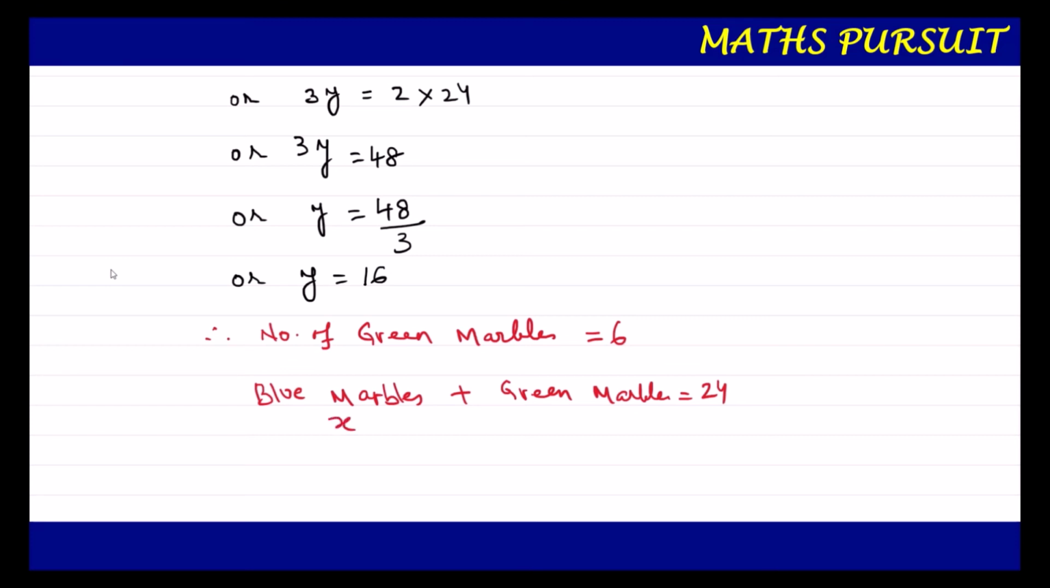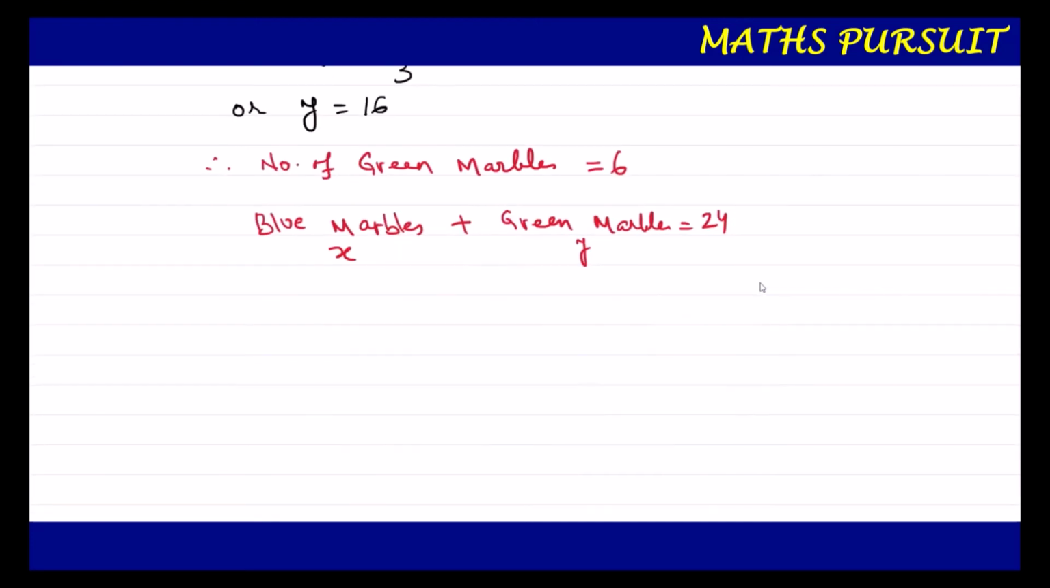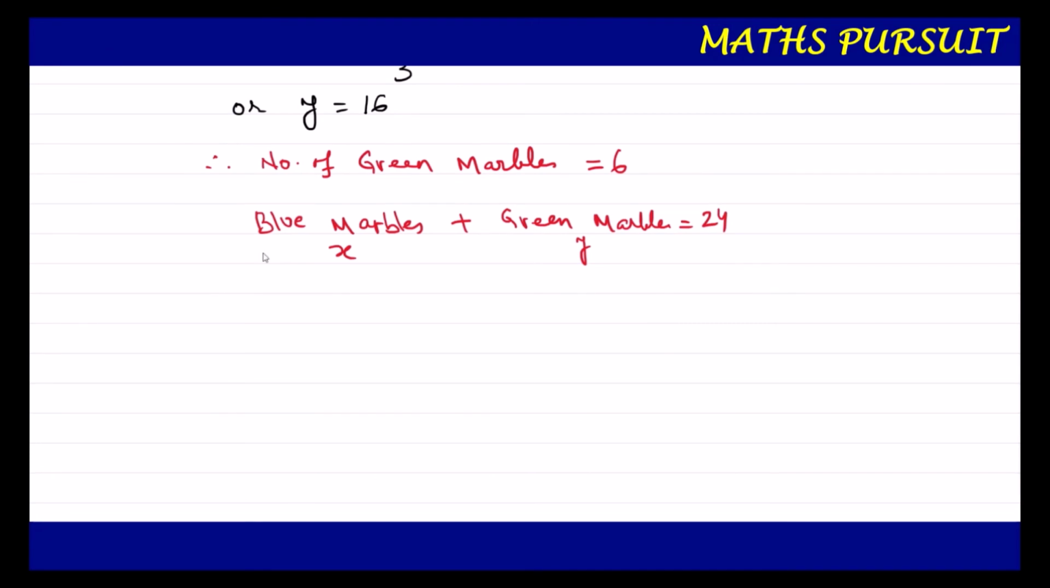And if you remember, initially we considered x to be the blue marbles and y to be the green marbles. And now we got the value for y. Sorry, we got the number of green marbles as 16. So now I can write x plus 16 is equal to 24, or I can write x is equal to 24 minus 16, or I can write x is equal to 8. Guys, this is our answer.